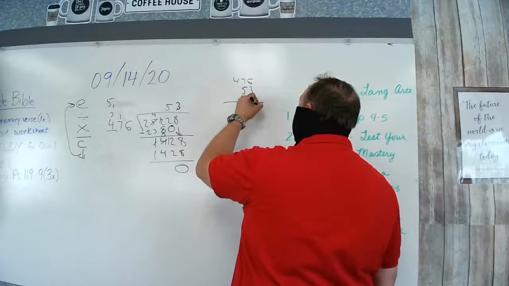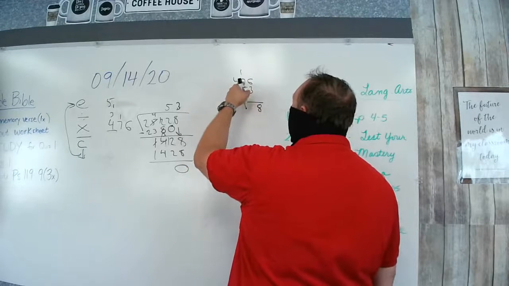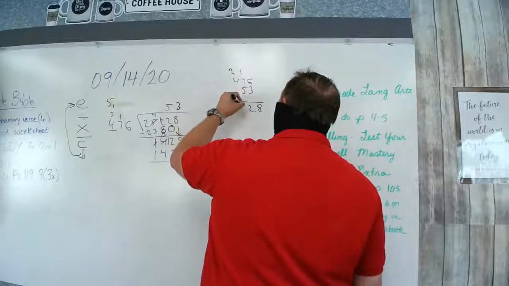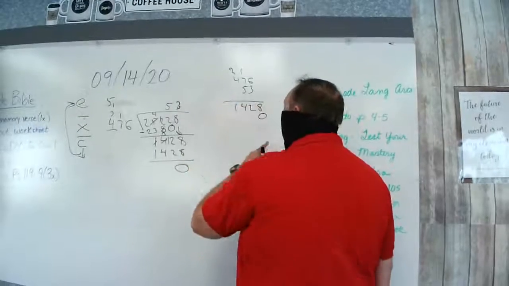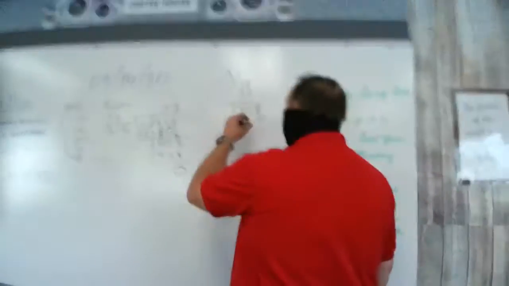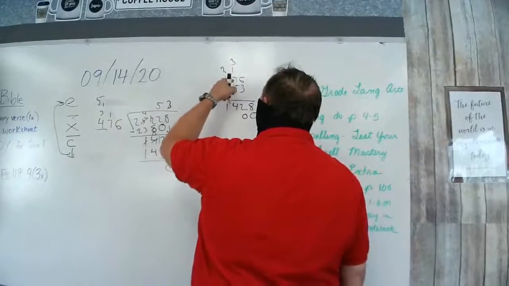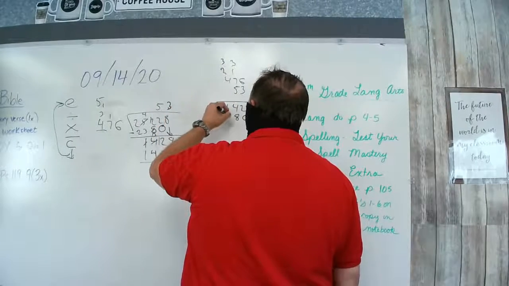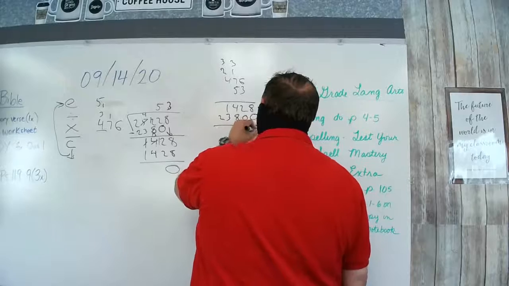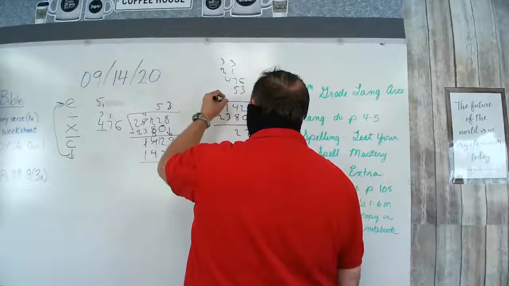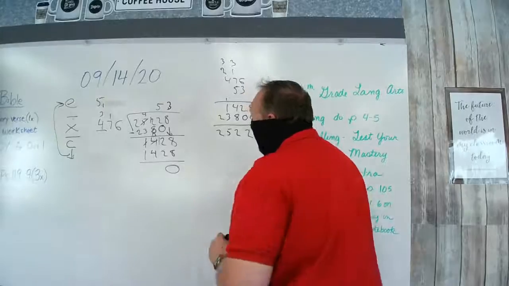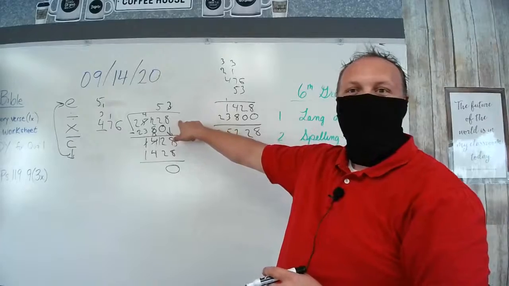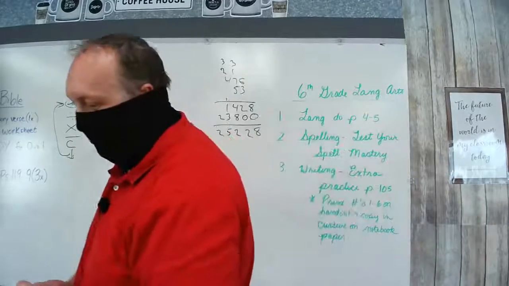So we got 3 times 6 is 18, carry the 1, 3 times 7 is 21, plus 1 is 22. That's 1428. Put your placeholder, don't forget your placeholder. Then 5 times 6 is 30. 5 times 7 is 35, 38. Now add: 8, 2, 12, 5, 2. And is 25,228 the same thing as 25,228? Okay, that's how we check our division problems, all right?